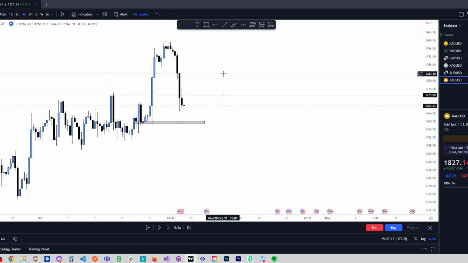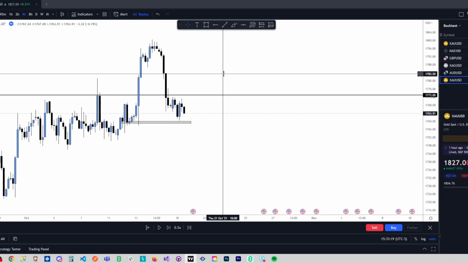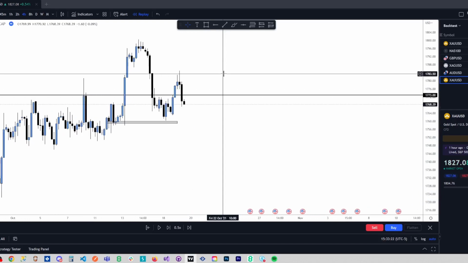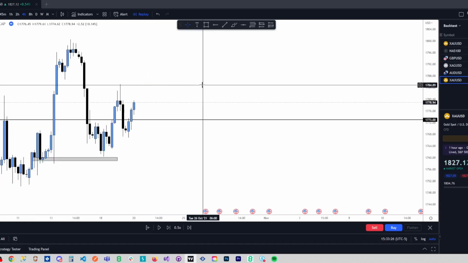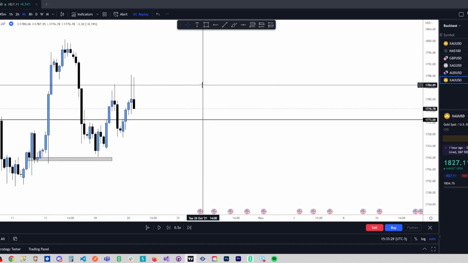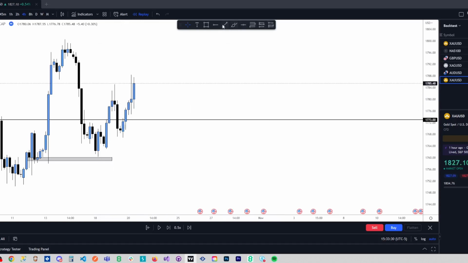So let's let price create some more structure. Again, we're back in the no trade range. All right, so we've created some kind of structure. Looking pretty good here. Now, let's wait. Be patient and see if we can get a break above here. Looks like we have.